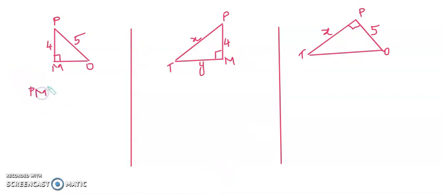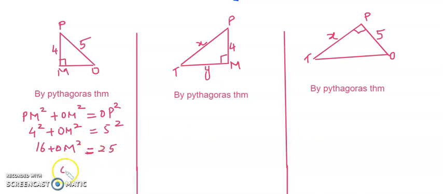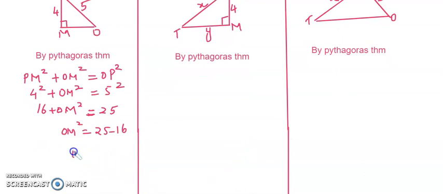So I've listed out all the three triangles separately, and I'm going to directly apply the Pythagoras theorem by saying PM square plus OM square is equals to OP square. So let's put the value. This is 4 square plus OM square, which is equals to 5 square. So 16 plus OM square is equals to 25, right? So OM square is equals to 25 minus 16, I'm sorry. So OM square is 9. So we're getting OM as 3, right?